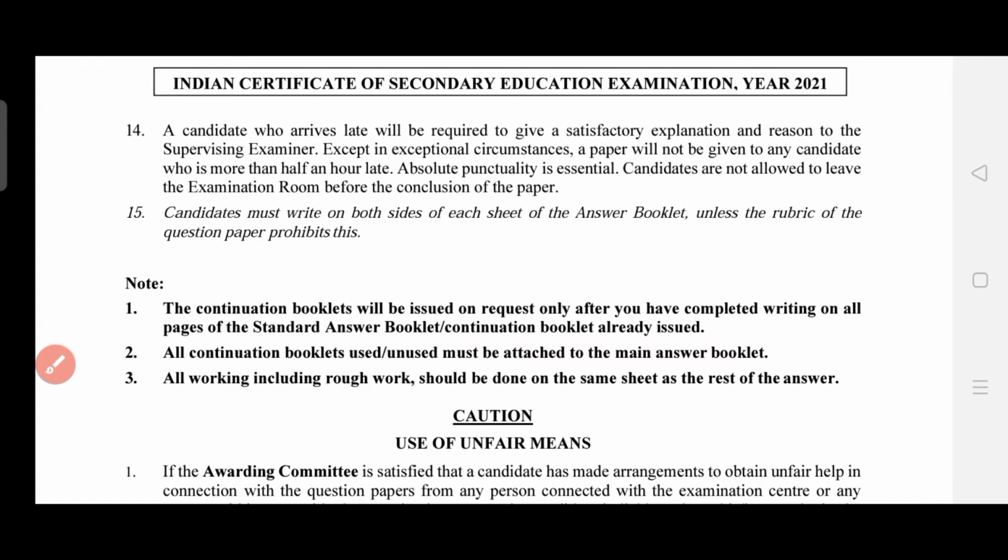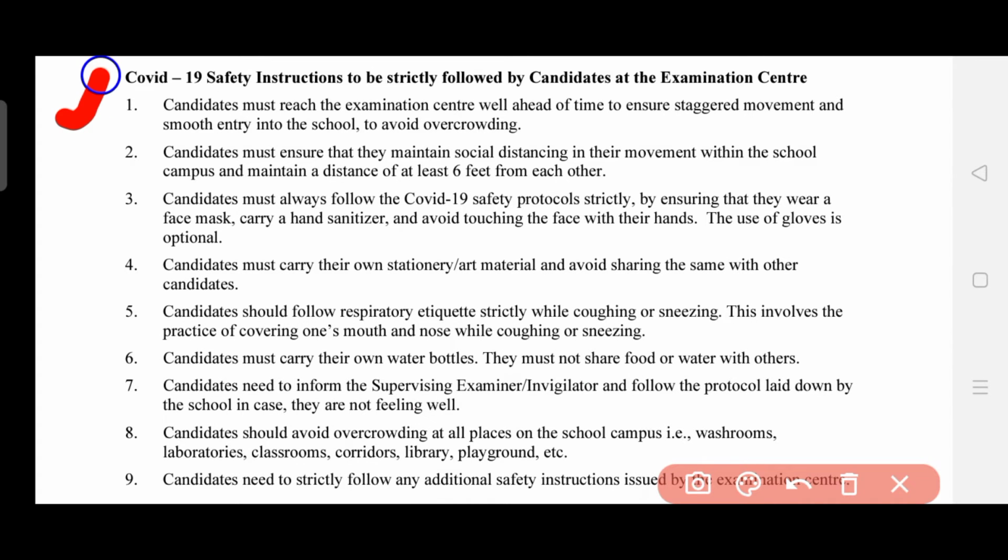Now let's see the COVID-19 safety instructions to be strictly followed by the candidates. First one is that candidates must reach the examination center well ahead of time. Yes, it has been described one or two times, and I hope that you have understood.